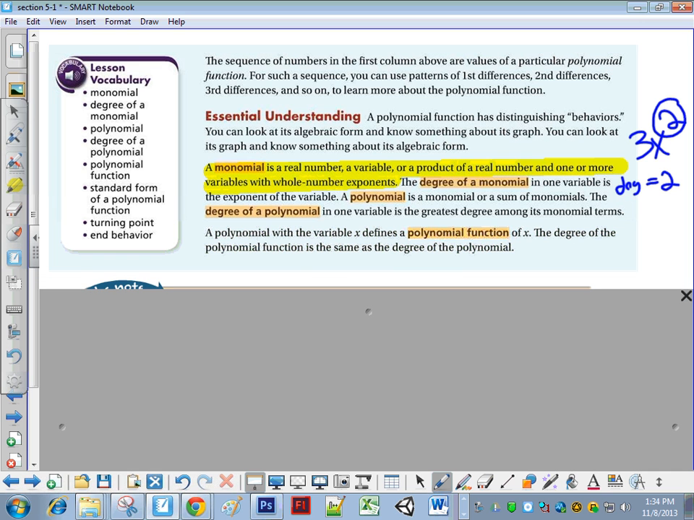So if I was to talk about what a polynomial is, it could be something like 3x to the third plus 2x squared plus 3x minus 4. That would be a polynomial. Basically, it consists of 4 monomials. All right? So a polynomial is a sum of monomials. The degree of this particular one is the highest individual power, and the highest power is 3, so that would be degree 3.